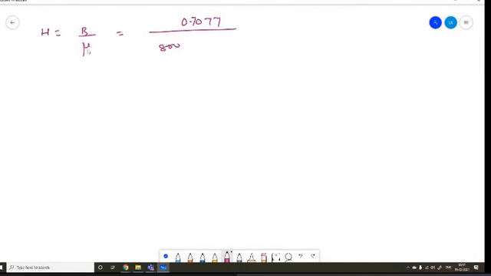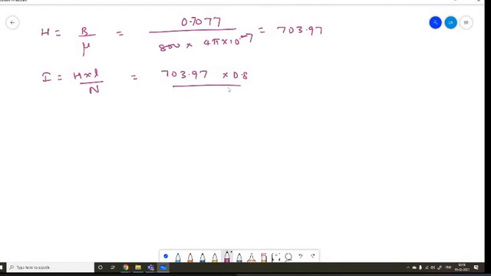mu is nothing but mu 0 into mu r. So mu r is given in the question to be 800 and mu naught will be 4 pi into 10 to the power minus 7. So this will be 703.97. So ultimately I, from the very first relation that I expressed, it will be H into L divided by N. So that is 703.97 into 0.8 divided by 800. So it is 0.94 ampere.